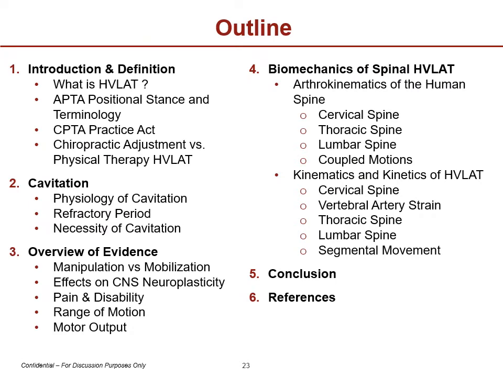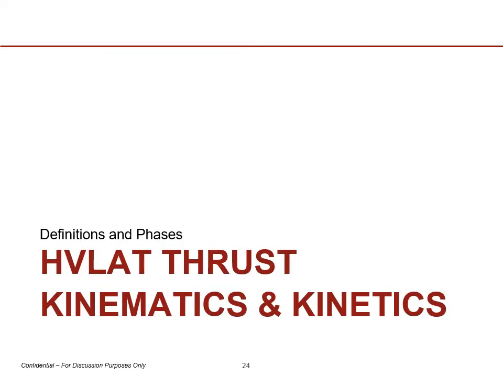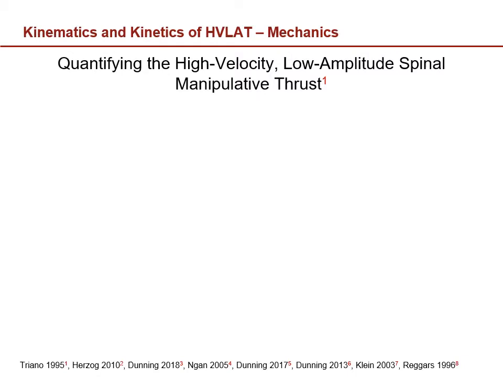Okay, coming back to our outline, we're going to move on to the kinematics and the kinetics of high velocity, low amplitude thrusts. We'll talk about the cervical spine, the vertebral artery strain, thoracic spine, lumbar spine, and the segmental movements. Okay, so let's first talk about high velocity thrusts and kinematics and kinetics, definitions and phases.